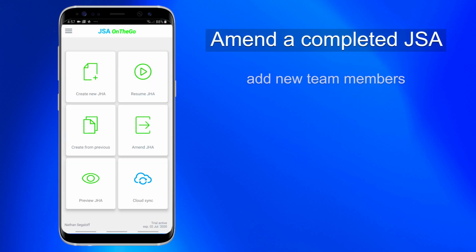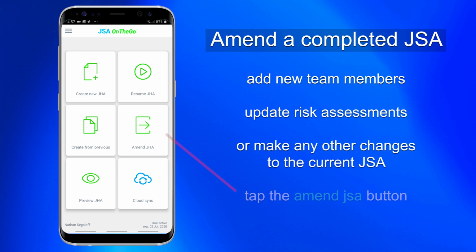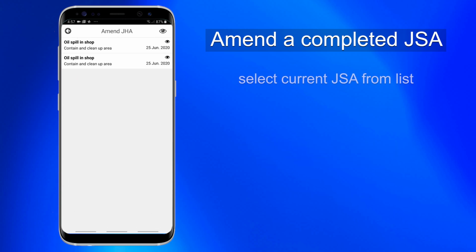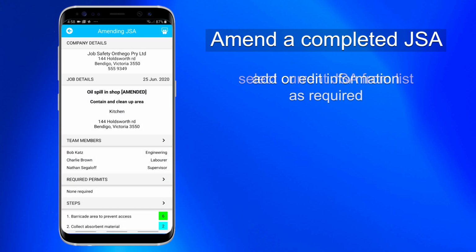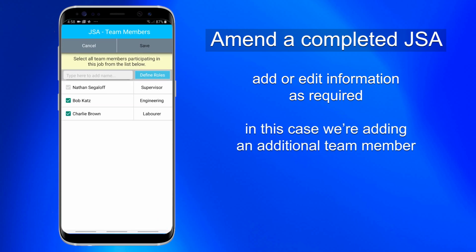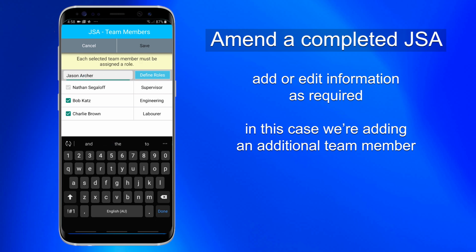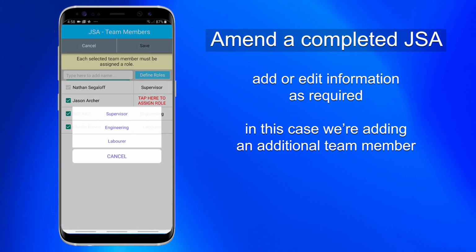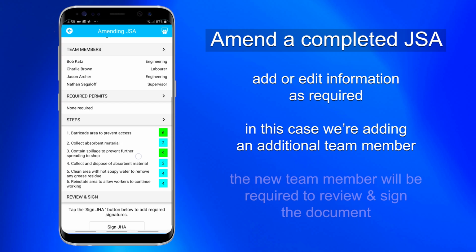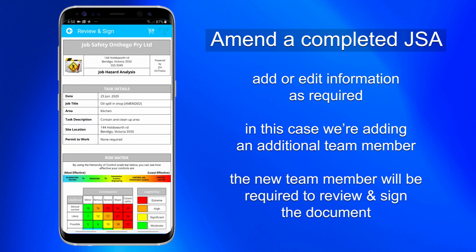If you have a new team member come on the job, you can use the Amend JSA button. Choose the JSA that you'd like to amend, tap on Team Members, add the new team member, and you're ready to go again.